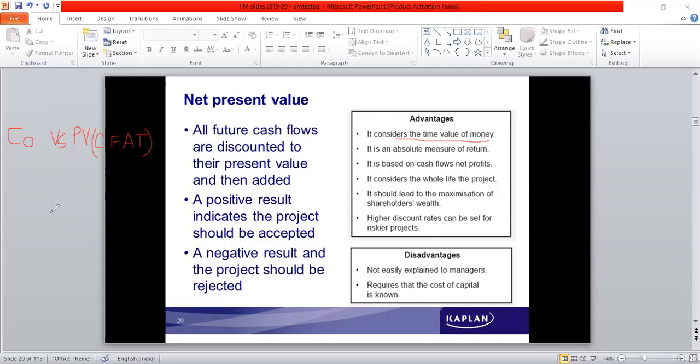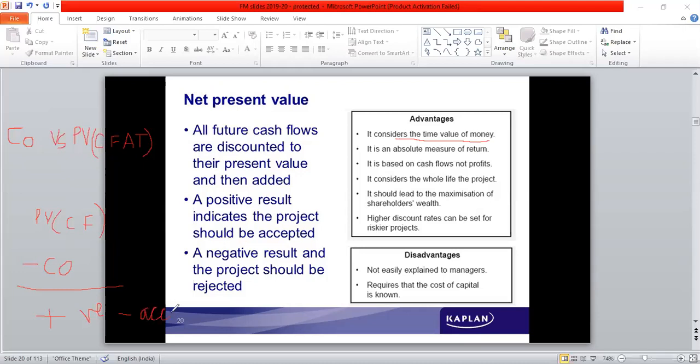So technically the technique we find out is the present value of all cash flows after tax. From that the cash outflow is deducted. So if this is more than the cash outflow, it is a profitable one. If the returns are better than the investment, it is a better one. So if this happens to be a positive figure, accept the project. Why would it be positive? Because the cash inflows are more than the cash outflows. So it is positive, accept it.